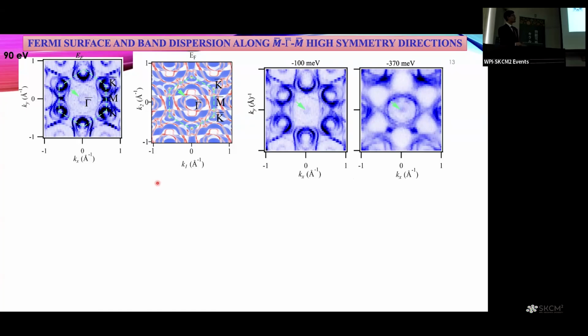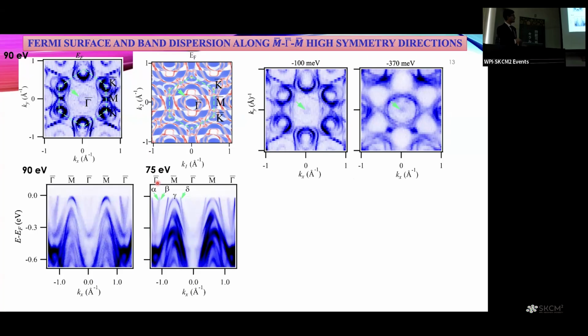These are the constant energy contours I discussed previously. So you can take a cut at different binding energies. So when we move to higher binding energy, what we see is this pocket size decreases, whereas the pocket at K increases. What it indicates is that these are electron pockets, because if you have an electron pocket and you take a cut at different binding energies, its size will decrease. But if you have a hole pocket and you take a cut at different binding energies, its size will increase. So from here, we can at least say, okay, the nature of these pockets are different.